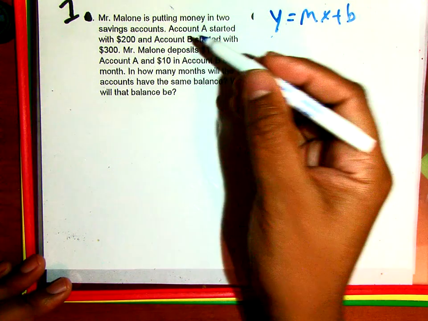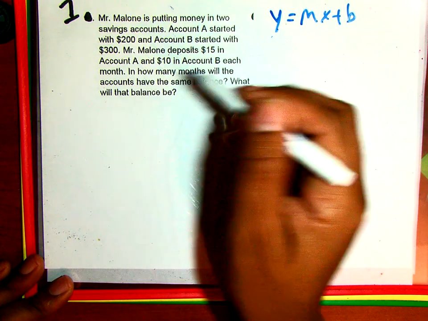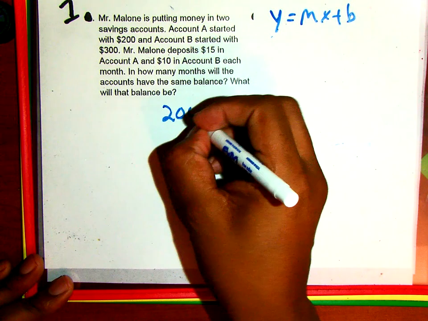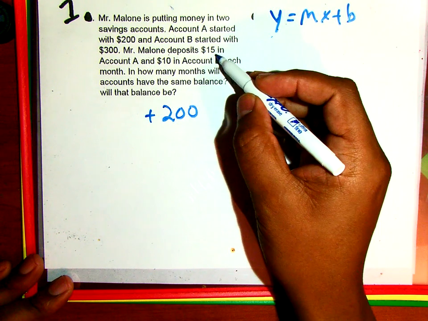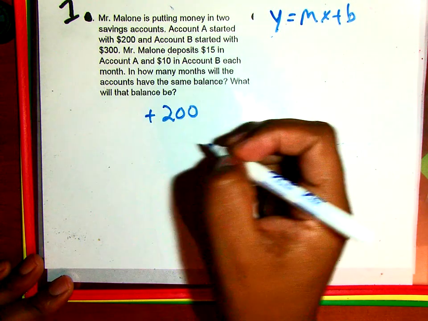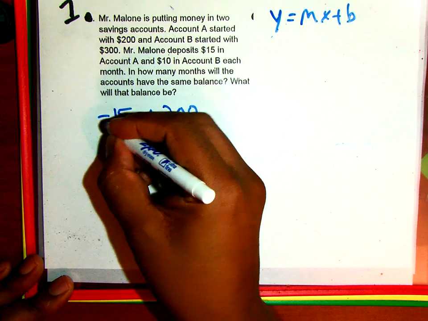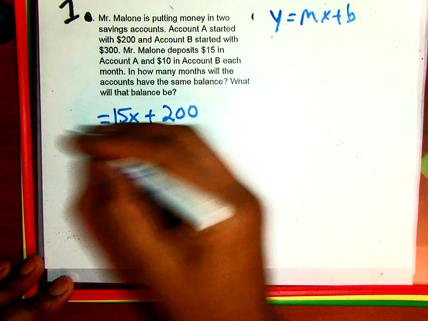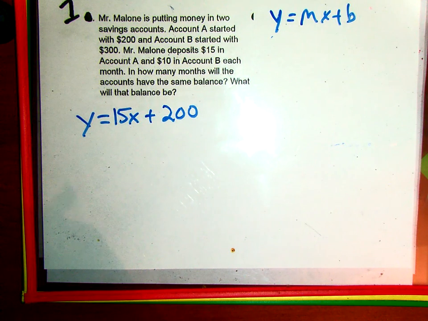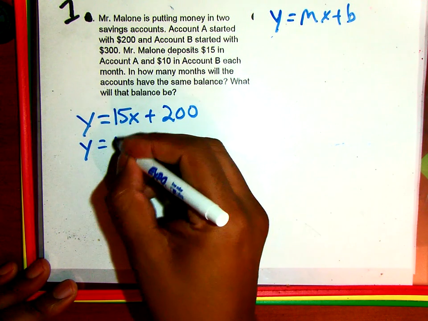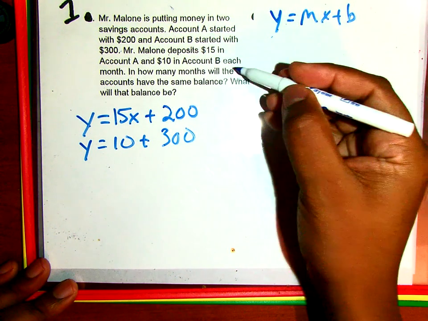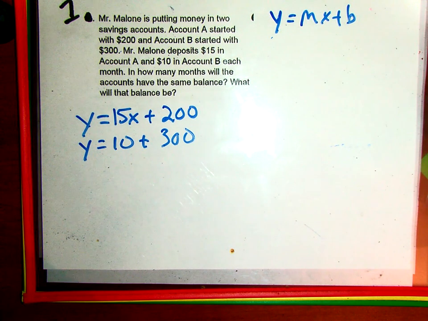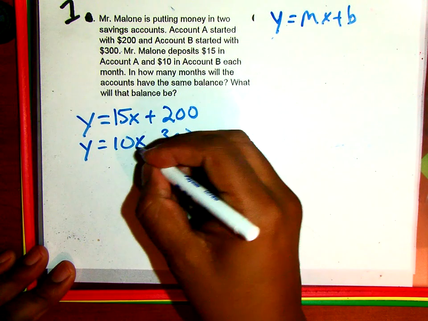Okay, so if the account begins or starts at 200, that's going to be our b for account A. And it moves 15 every month, so we're going to put 15x. And all of that is going to equal the total amount, and that's going to be our y. Okay, and the other equation is going to be y is equal to 10x plus 300, because it begins at 300 and moves $10 every month for account B.